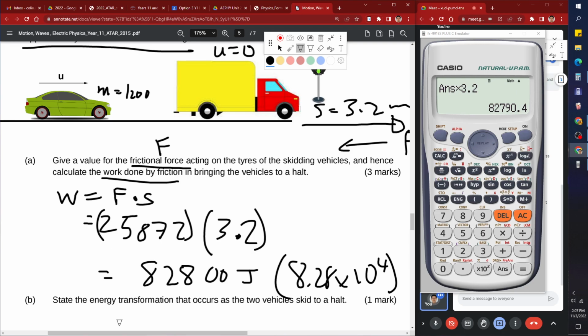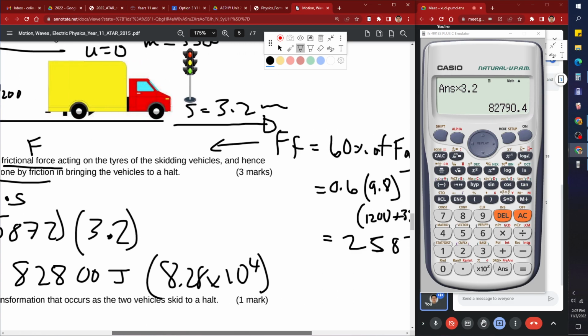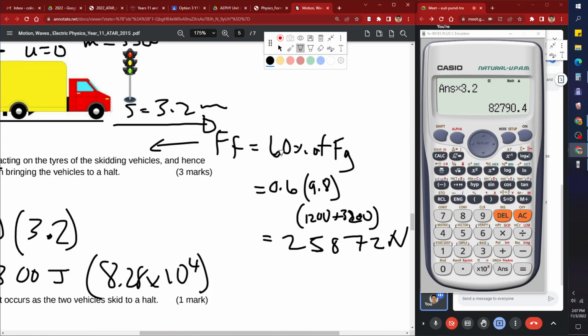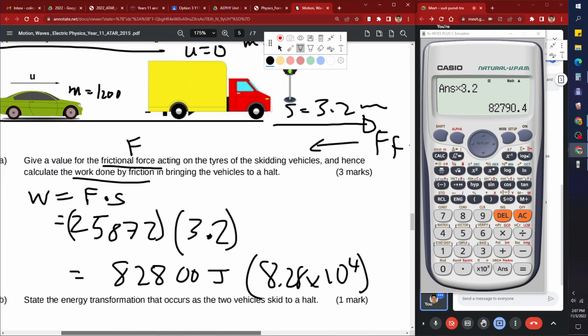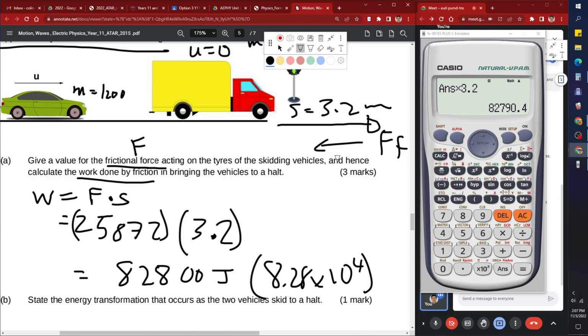The work done by the tires, by the friction on the tires, is because of the force of friction, which is 60% of the weight force. It said that. And over a distance of 3.2 meters.